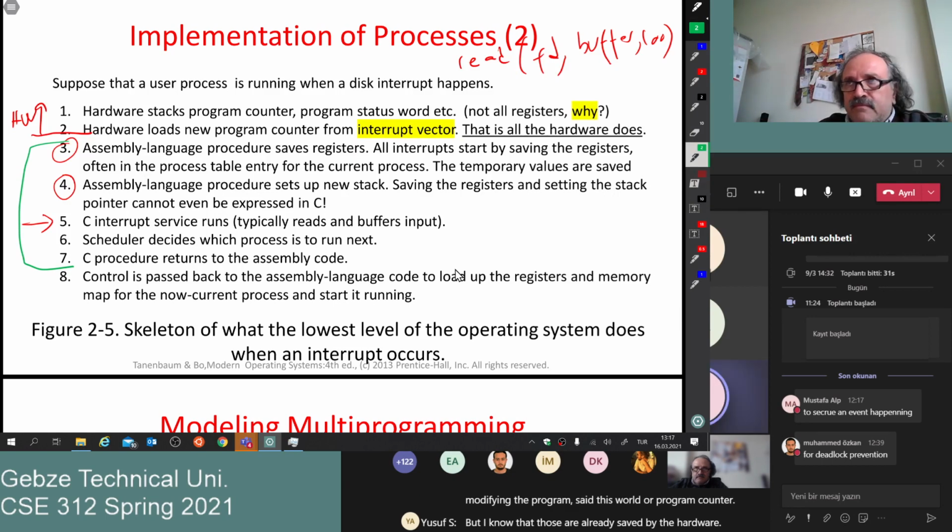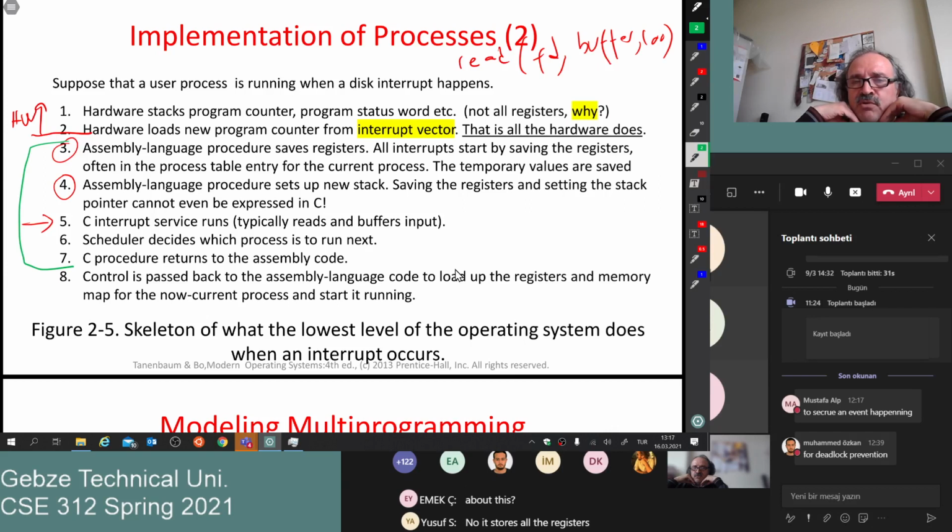So when context switching, the operating system doesn't store all the registers, or am I wrong about this? No, it stores all the registers. Hardware doesn't store all the registers. Oh, okay, now I get it.